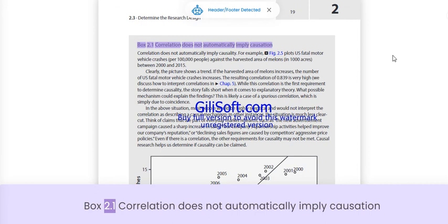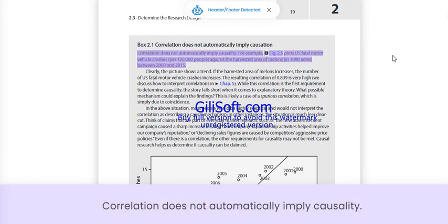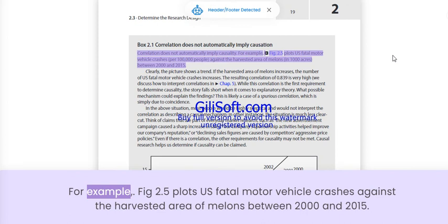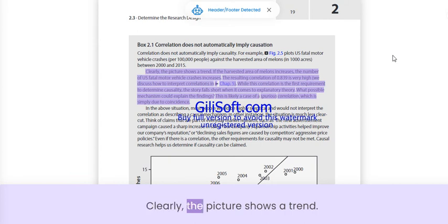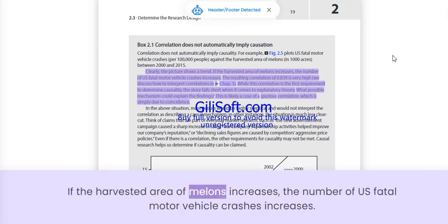Box 2.1 Correlation does not automatically imply causation. Correlation does not automatically imply causality. For example, Figure 2.5 plots U.S. fatal motor vehicle crashes against the harvested area of melons between 2000 and 2015. Clearly, the picture shows a trend. If the harvested area of melons increases, the number of U.S. fatal motor vehicle crashes increases.